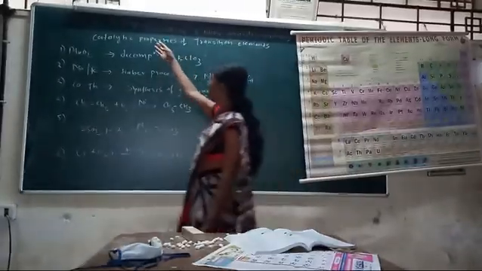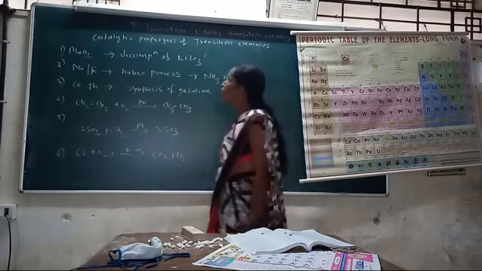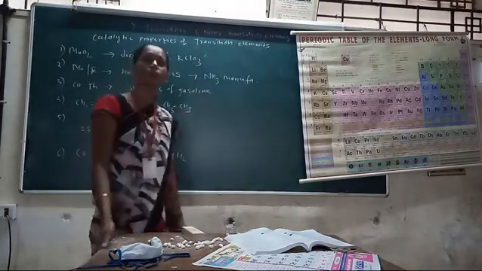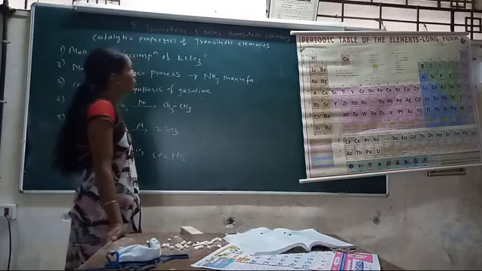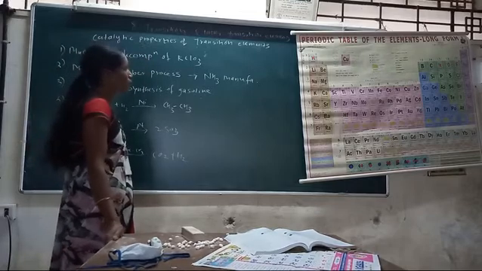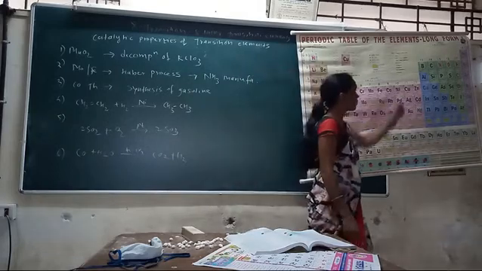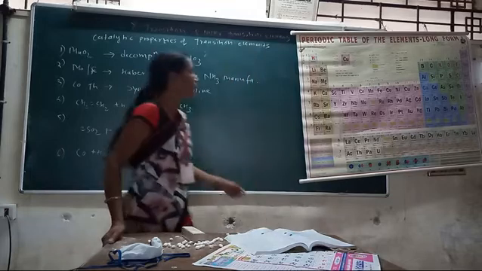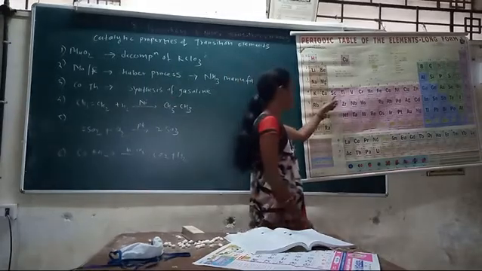We have already started the 8th chapter, transition and inner transition elements, from which the next point is trends in properties, that is, catalytic properties of the first transition series, meaning scandium to zinc. The catalytic property of the d-block elements containing the 3d series, scandium to zinc.